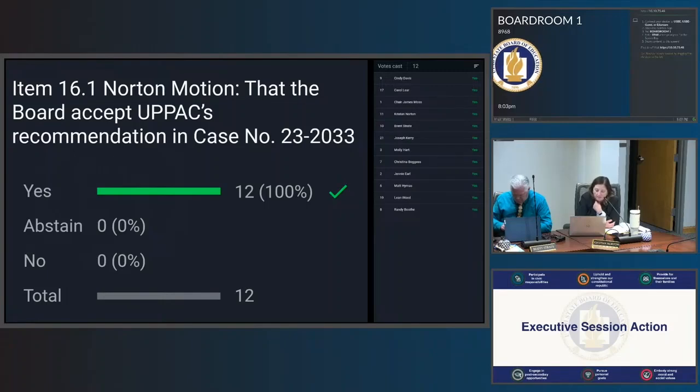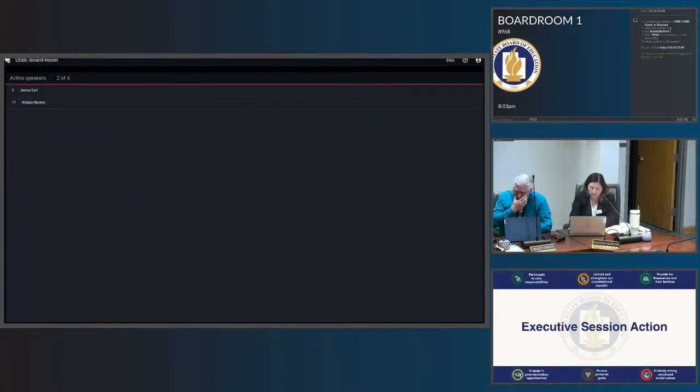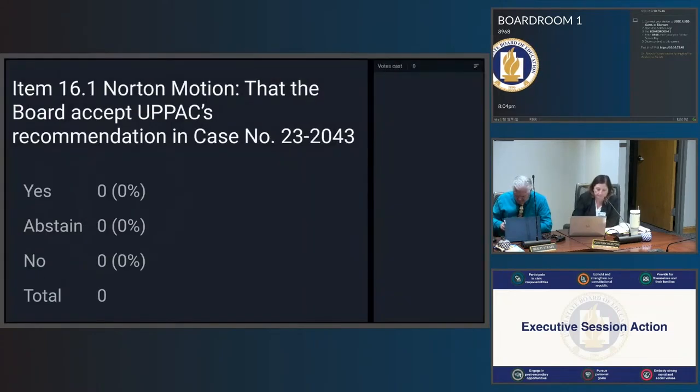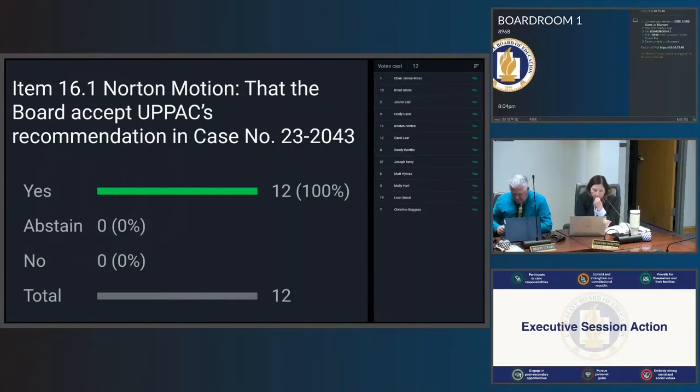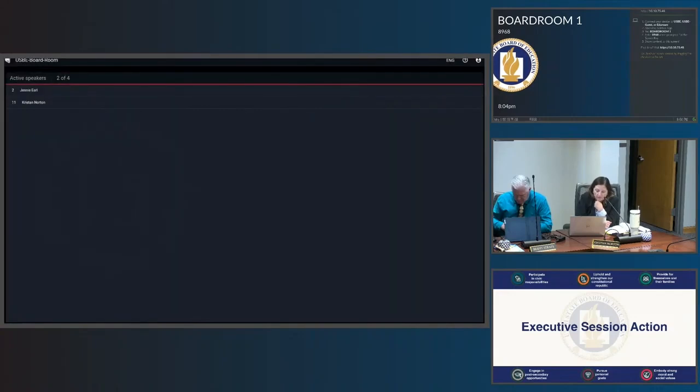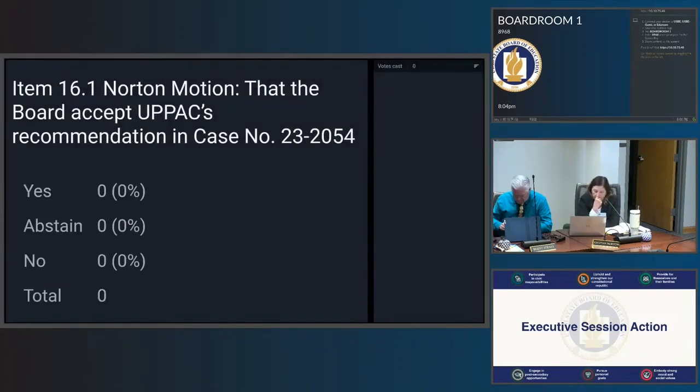In case number 23-2043, I move that the board accepts UPAC's recommendation. The motion before the board is that the board approves UPAC recommendation for case number 23-2043. Go ahead and vote. Okay, sorry, it passes unanimously. In case number 23-2054, I move that the board accept UPAC's recommendation. The motion before the board is that the board approves UPAC recommendation for case number 23-2052.